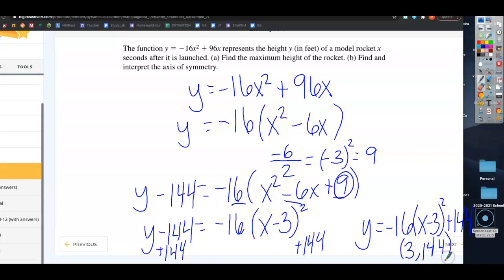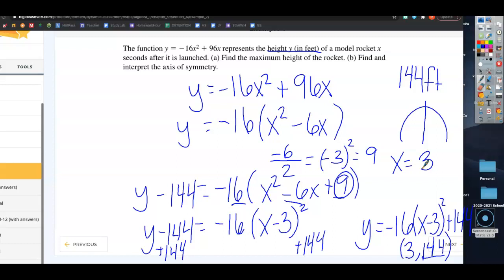Now, what would be the maximum height that the rocket's going to go? It is our y, because y represents our height in feet. So the maximum height it will go is 144. And then it says find and interpret the axis of symmetry. What is the axis of symmetry again? It's the x coordinate in the vertex, because it's where you'd be able to fold it over, right? So what would be our axis of symmetry? X equals 3. Good.